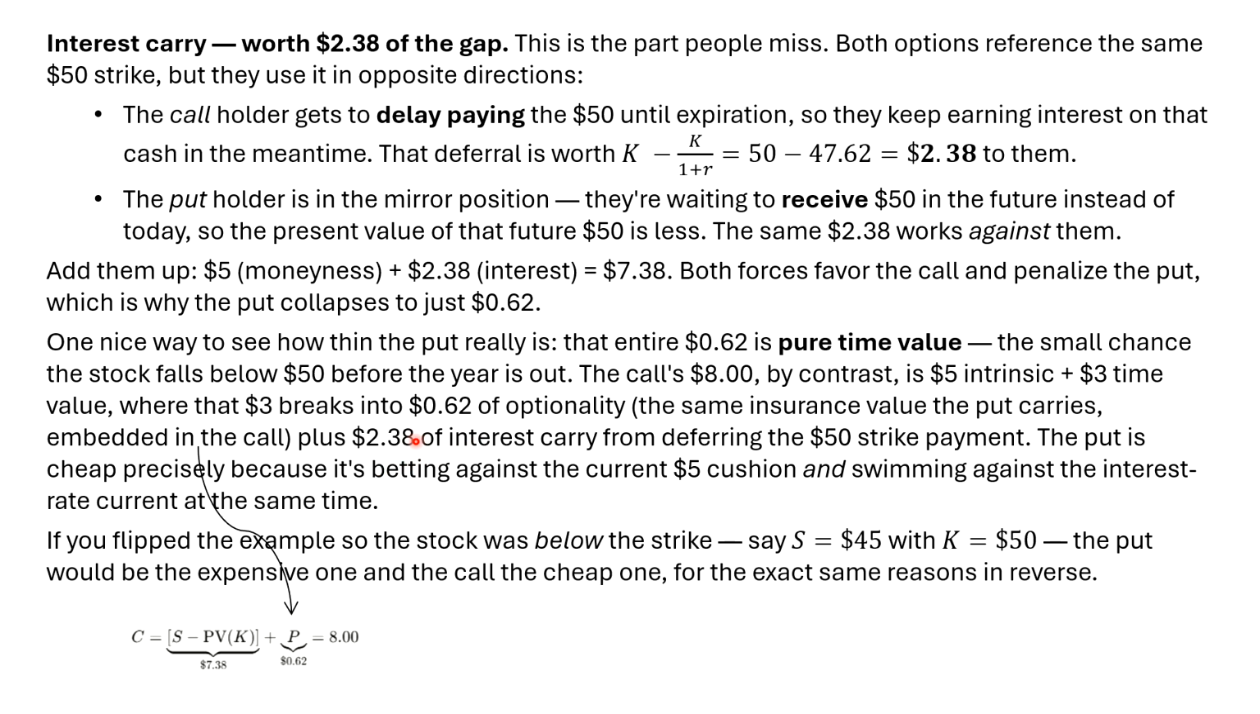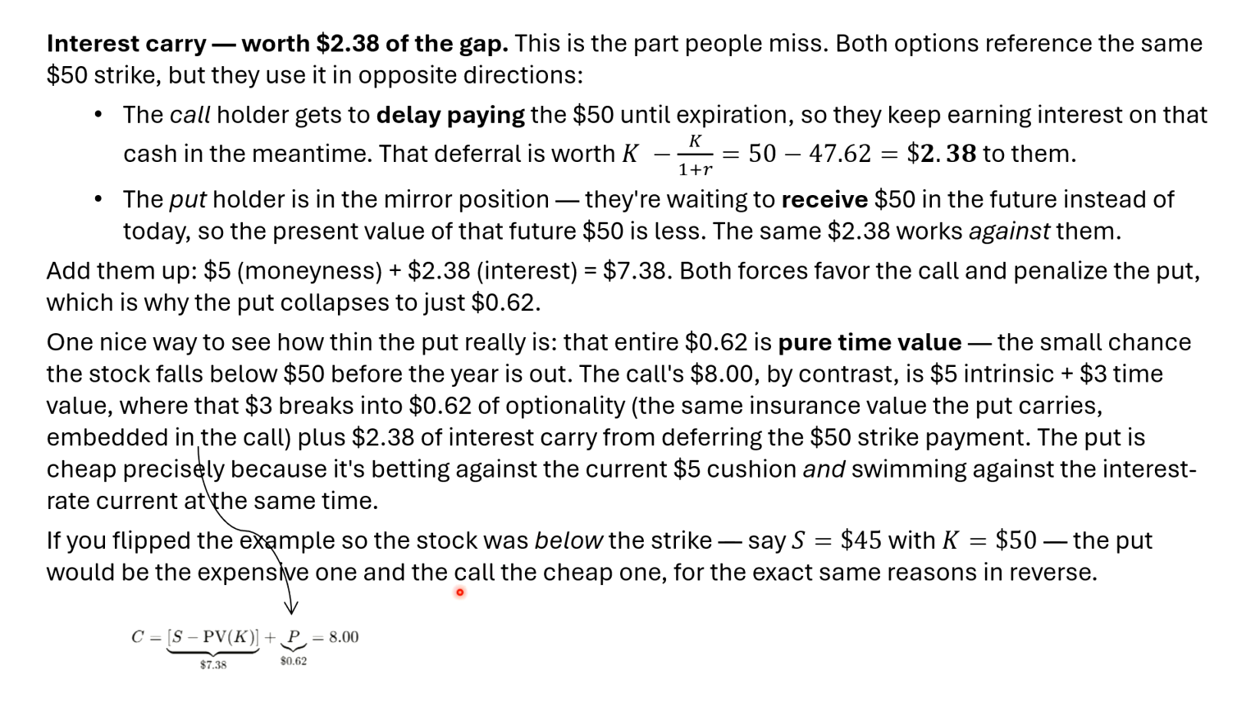And you can see this if you expand the equation for the call. And plus the $2.38 of interest carry from deferring the $50 strike payment. So the put is cheap precisely because it is betting against the current $5 cushion and swimming against the current interest rate at the same time.